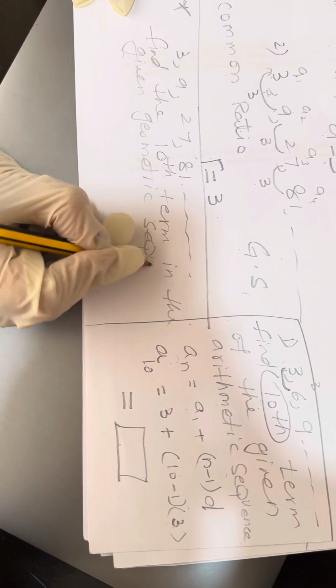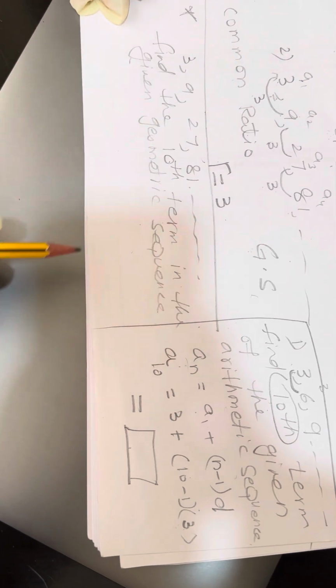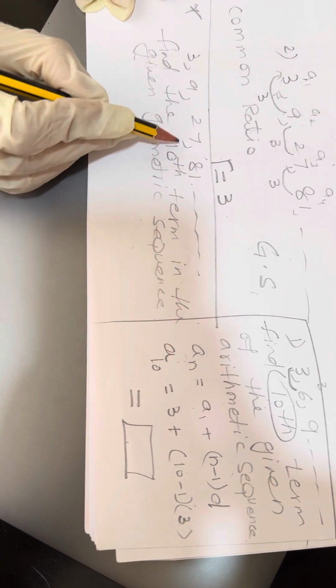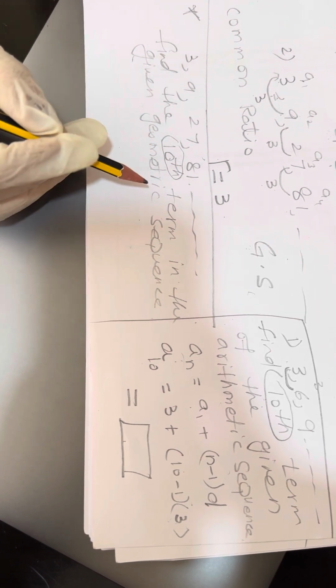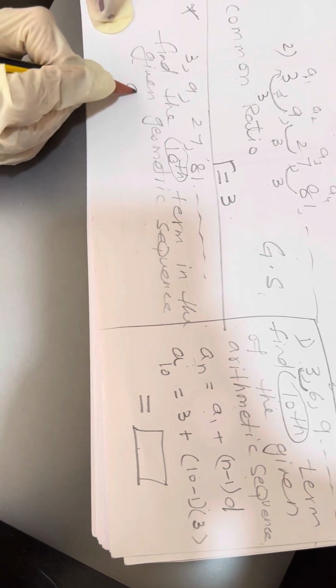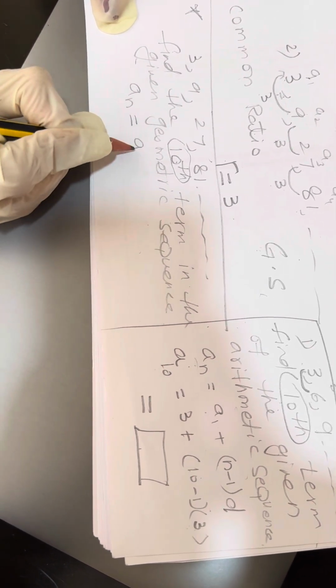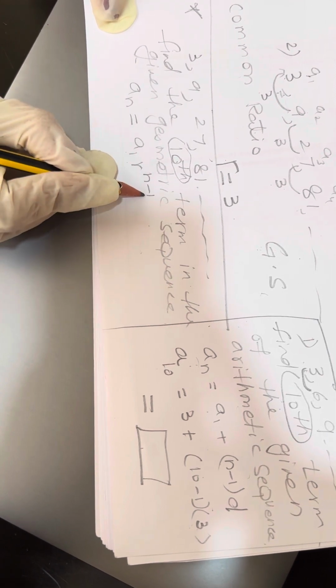Now I mentioned in the question that it's geometric, so no need to check. What is the question? The question is find the 10th term. So even in geometric you can find any term by using a formula. What is the formula for geometric? It's an equals a1 r^(n minus 1), r raised to the power n minus 1.